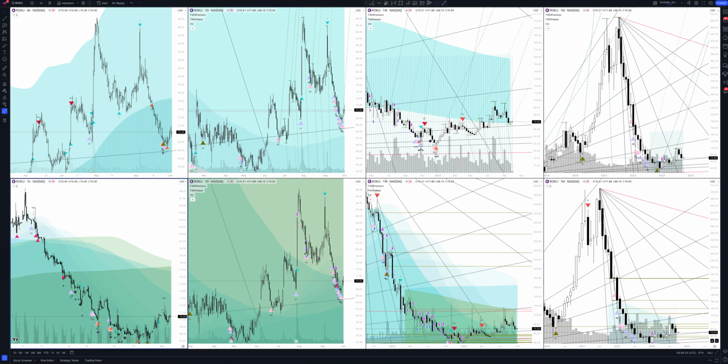Today we will take a look at Roku Inc. stock. Let's analyze the market situation and find out how you can make money on it. Let's start.